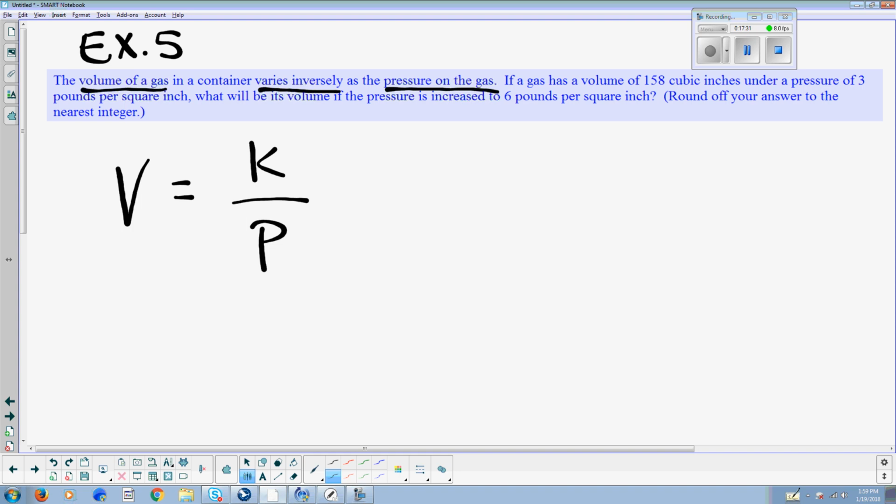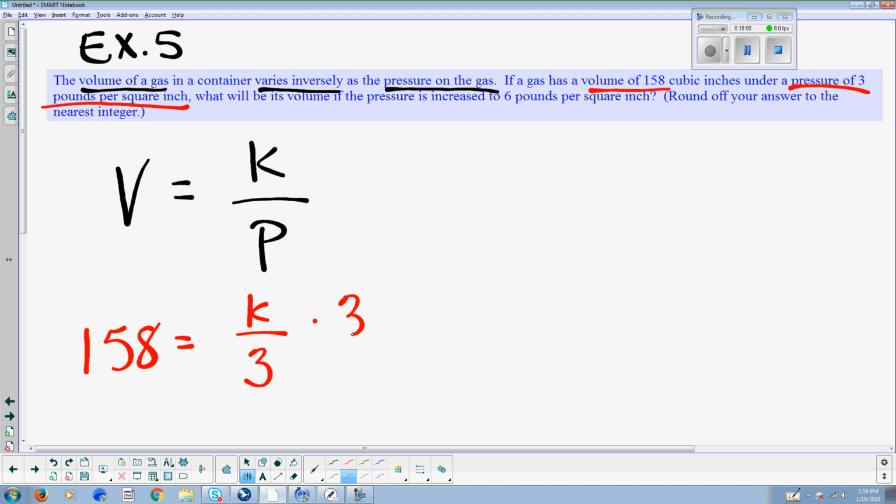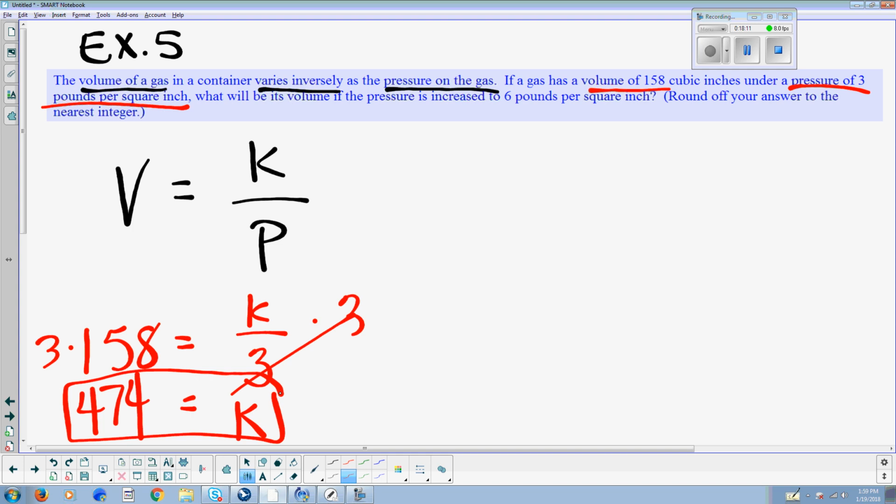Step 2, substitute in values that are given. If a gas has a volume of 158 cubic inches, so 158 is the volume, under a pressure of 3 pounds per square inch. For pressure, we're substituting 3. This is where we substitute, and we're going to solve for K, our constant of variation. So I'm going to multiply both sides by 3. So K will equal 158 times 3, or 474. So my constant of variation is 474.